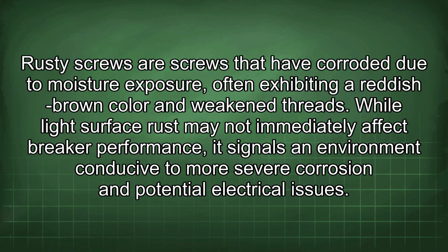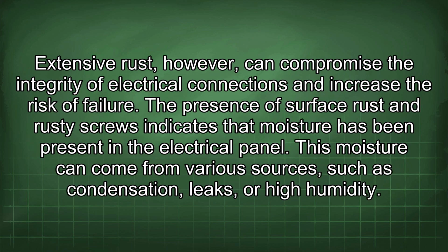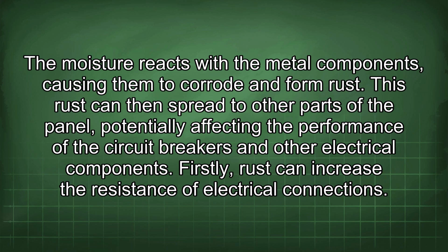While light surface rust may not immediately affect breaker performance, it signals an environment conducive to more severe corrosion and potential electrical issues. Extensive rust, however, can compromise the integrity of electrical connections and increase the risk of failure. The presence of surface rust and rusty screws indicates that moisture has been present in the electrical panel. This moisture can come from various sources such as condensation, leaks, or high humidity. The moisture reacts with the metal components, causing them to corrode and form rust.